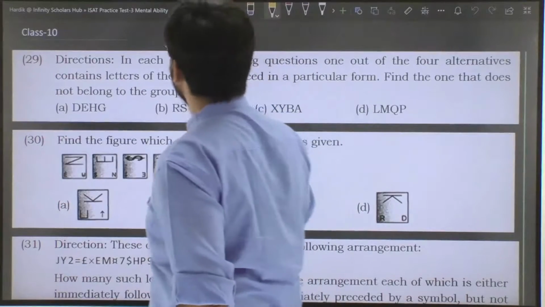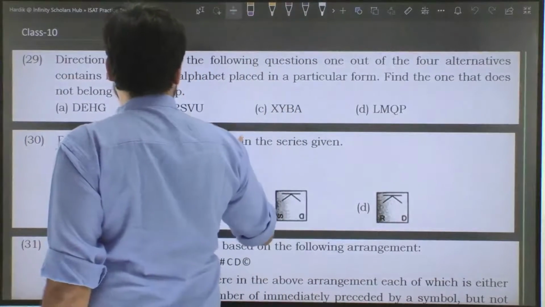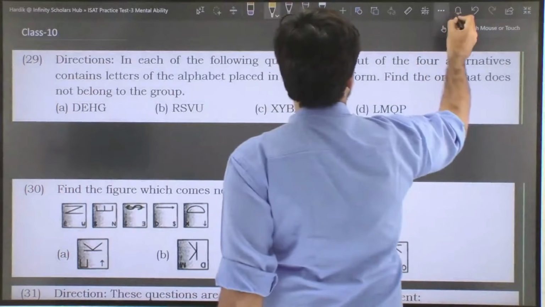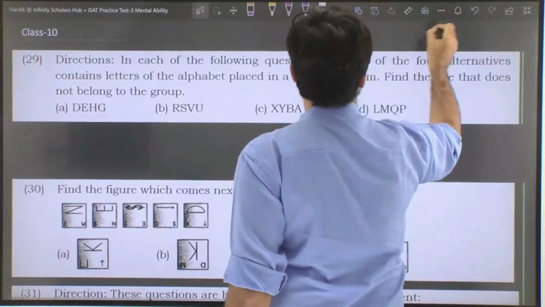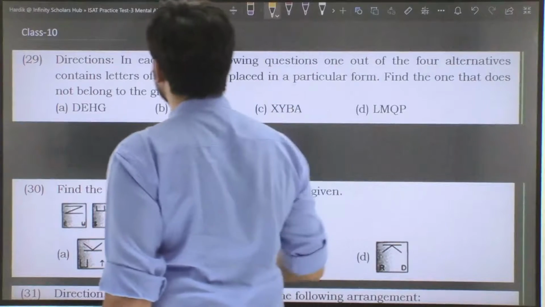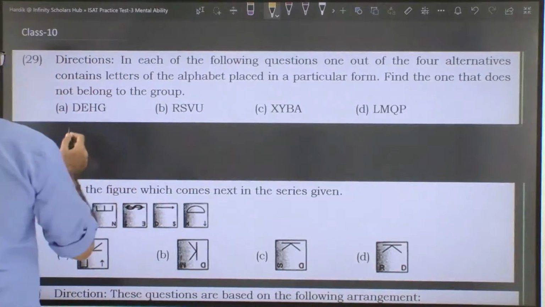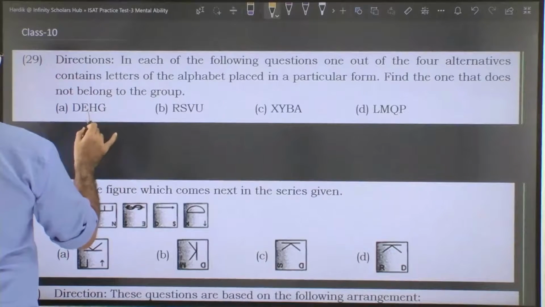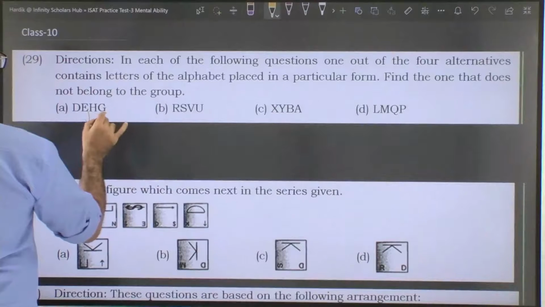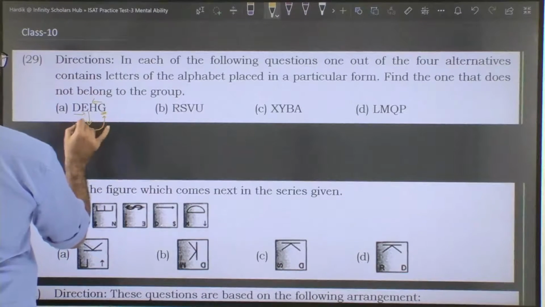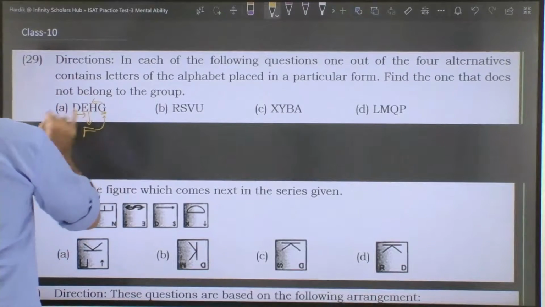So for that, let me make some space. Fine. Now, see what is given. So D, we should say A, B, C, D, E, F, G. So F is missing over here, G is written over here. Okay, F, G and H. So this is the flow, right? D, E, F, G and H.